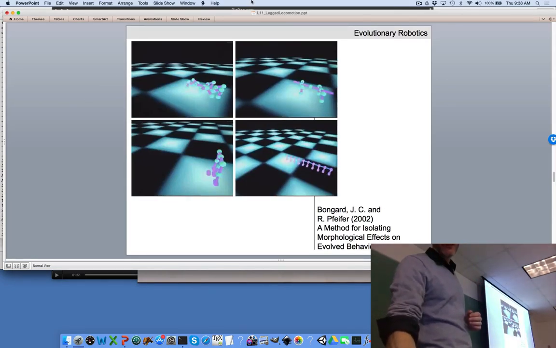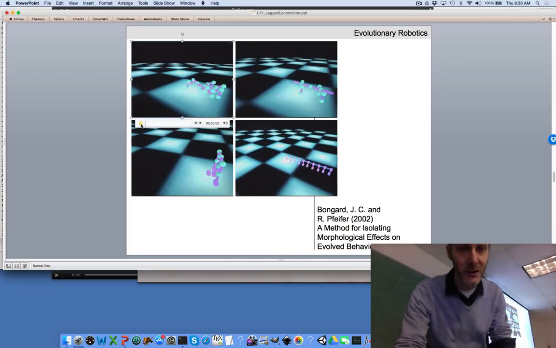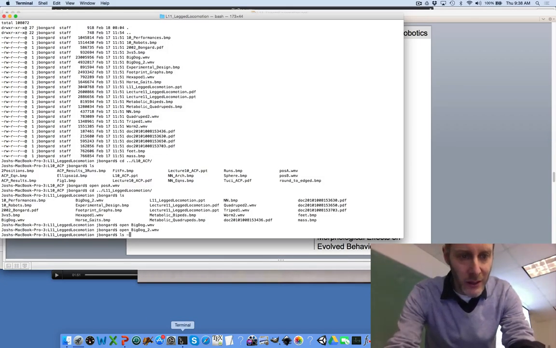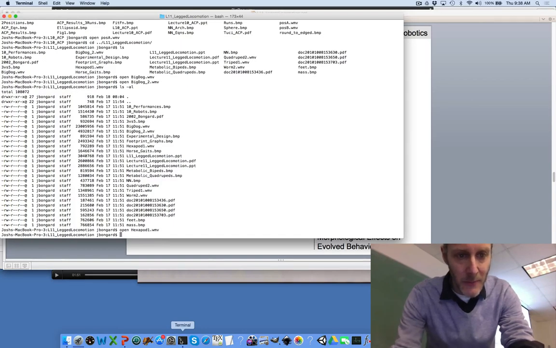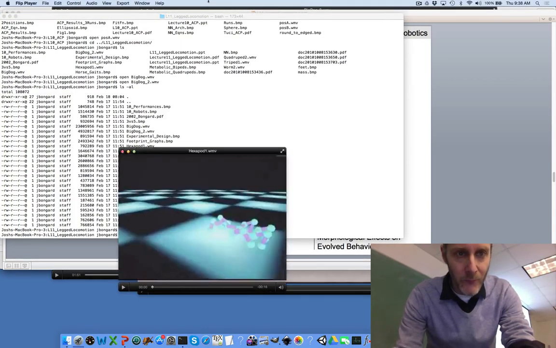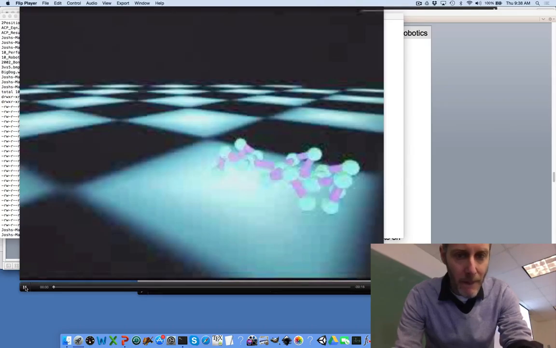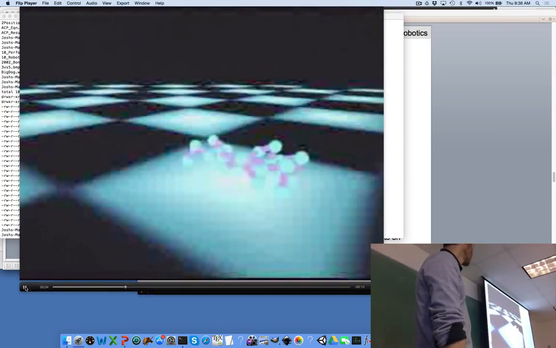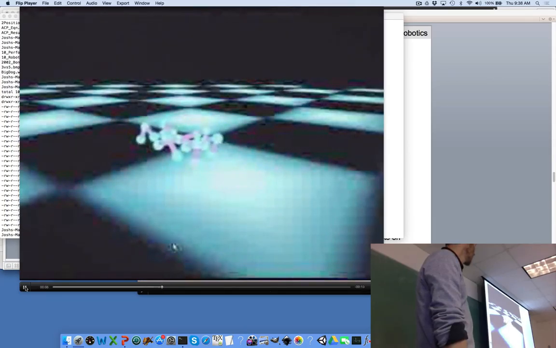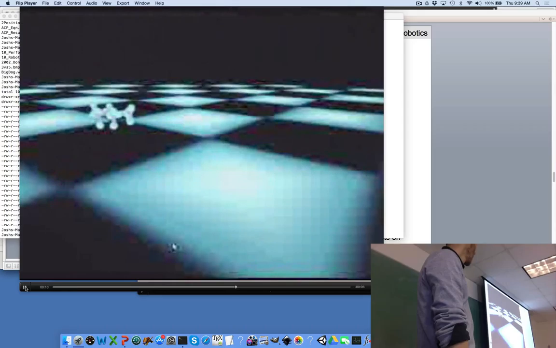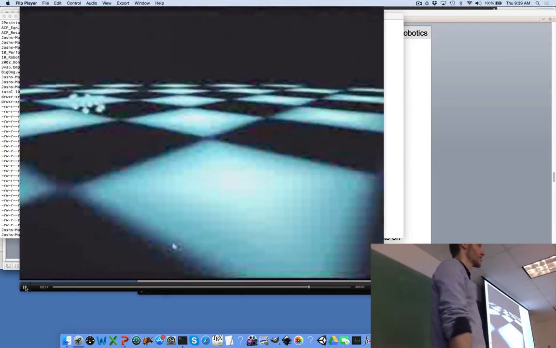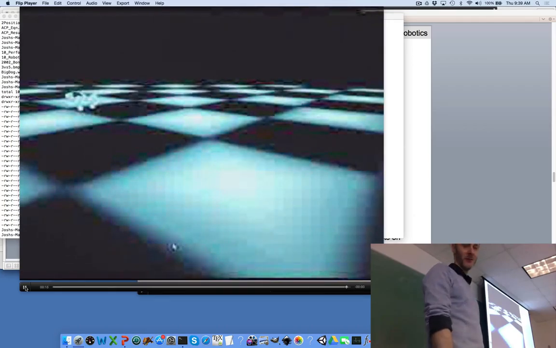Okay. Let's have a look at a few videos here. Let's have a look at the hexapod first. Takes a while to get going, then once it goes, it's not doing too badly. Not going to set any land speed records, but not bad.